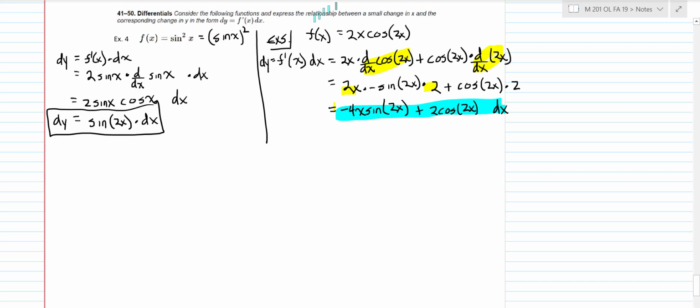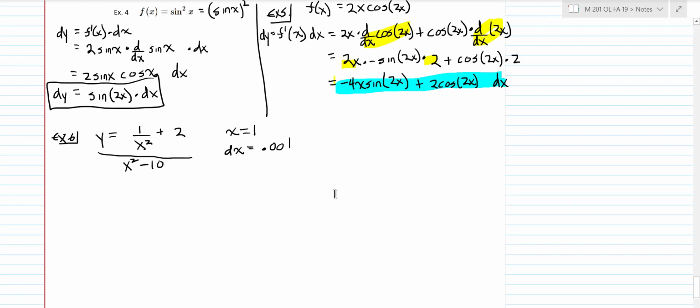Okay, now I'm going to do 2 other things. I'm just making up some things that are kind of similar to what I assigned on homework. So we have y equals 1 over x to the second plus 2, all over x to the second minus 10. And this time I'm going to give you x equals 1, and I'm going to give you the differential dx is a small number. I'll give you 0.001. Let's do that. Okay, so you'd start this off the same way.